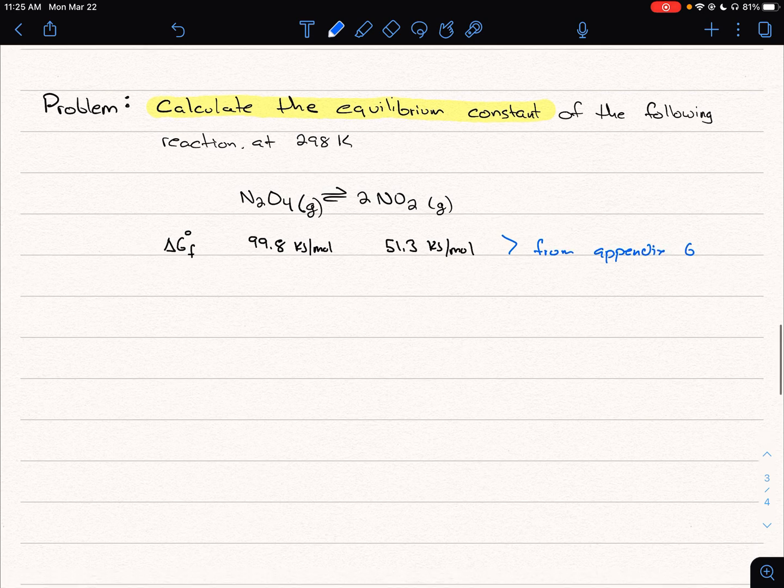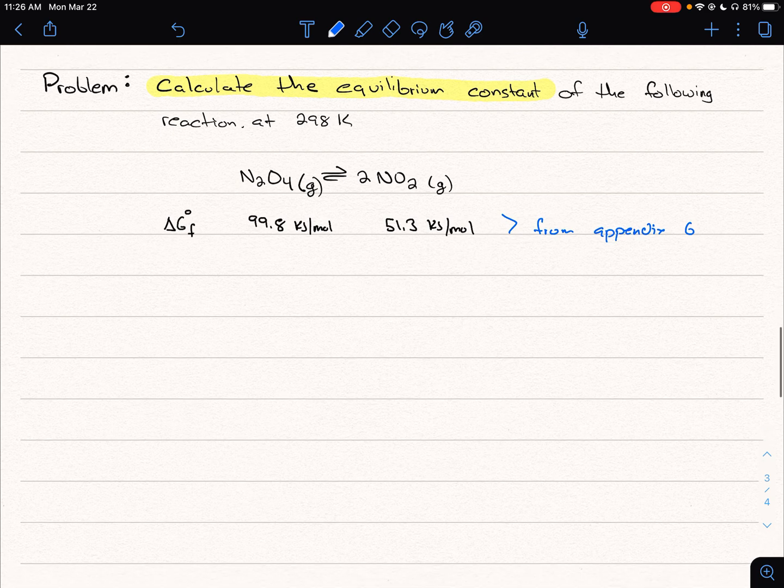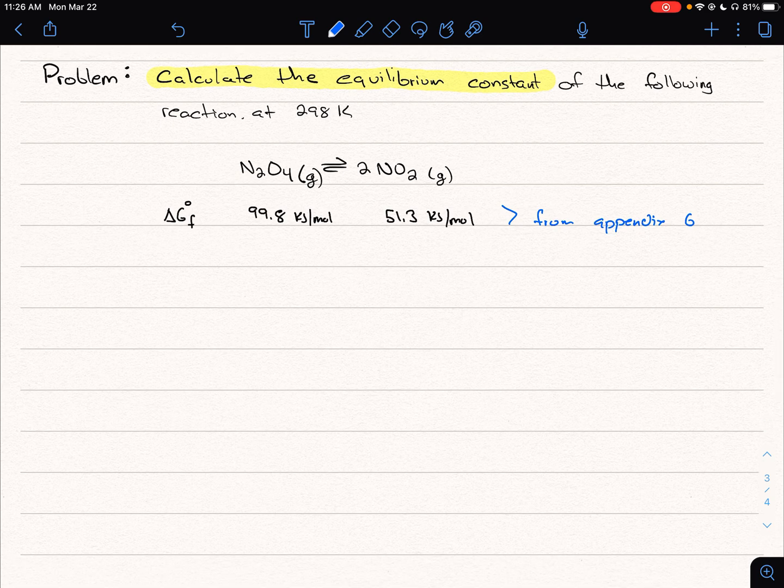So how are we going to go about this? Well, we need an equation that's going to relate the equilibrium constant to our delta G under standard conditions. And so we can say the equation we want to use is going to be delta G naught equal to negative RT ln of K. So this is the equation we want to use to solve for K.